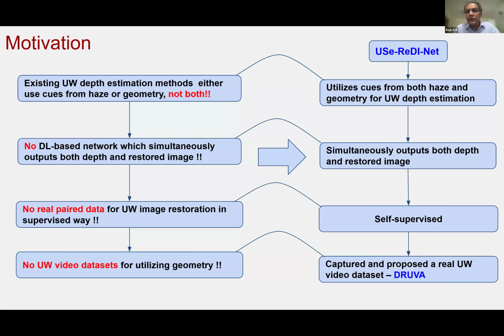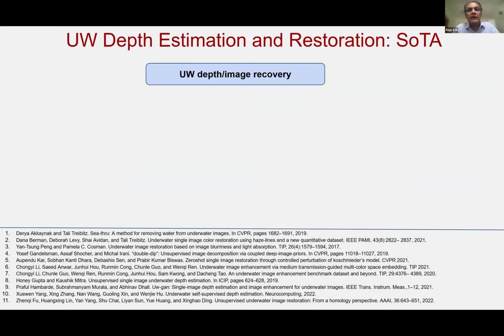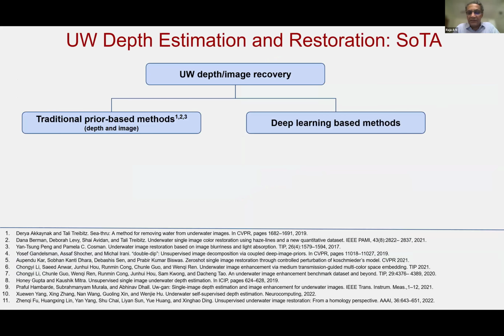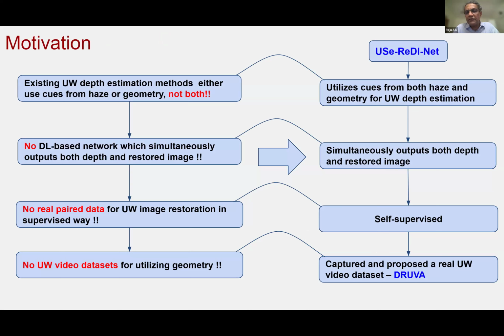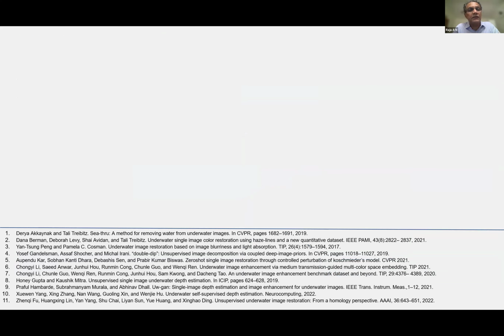And then, in addition, we proposed a real underwater video data set for the first time, which we called DRUVA. The full form is there in the ICCV paper. It basically stands for data set of real underwater videos of artifacts. That's what DRUVA stands for.